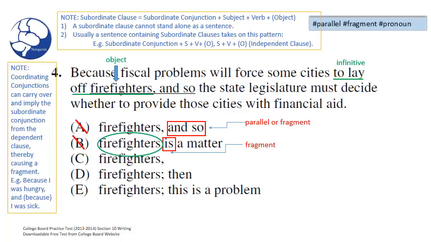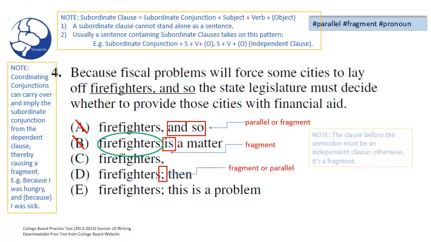Let's move on to D. Okay, in D, I noticed we have a semicolon. Here, if you know anything about semicolons, you know that we need to have a full sentence or an independent clause on both sides. If you look to our note, we've listed this tip for you. The clause before the semicolon must be an independent clause. Otherwise, it's a fragment. And we've already established with the subordinate conjunction "because" that we have a subordinate clause before the semicolon. We do not have an independent clause. Thus, we have a fragment in D.